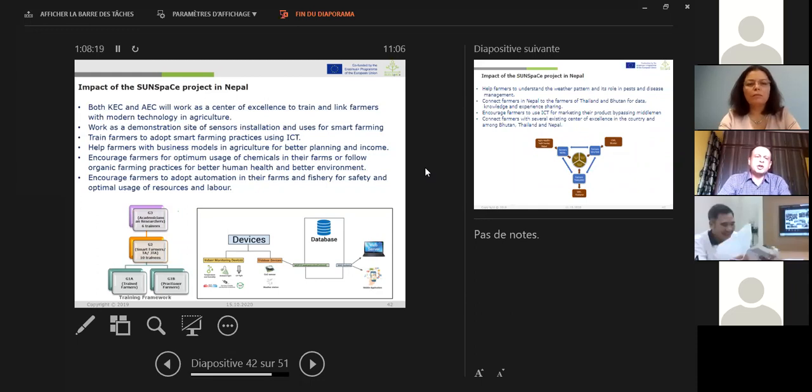These centers will also train farmers to implement ICT in their farms. It will help farmers to understand and implement a business model for better planning and income in agriculture. It will also encourage farmers to make optimum use of chemicals in their farms, or to follow organic farming practices for better human health and a better environment. It will also encourage farmers to adopt automation in their farms and fishery for safety and optimal use of resources and labor.